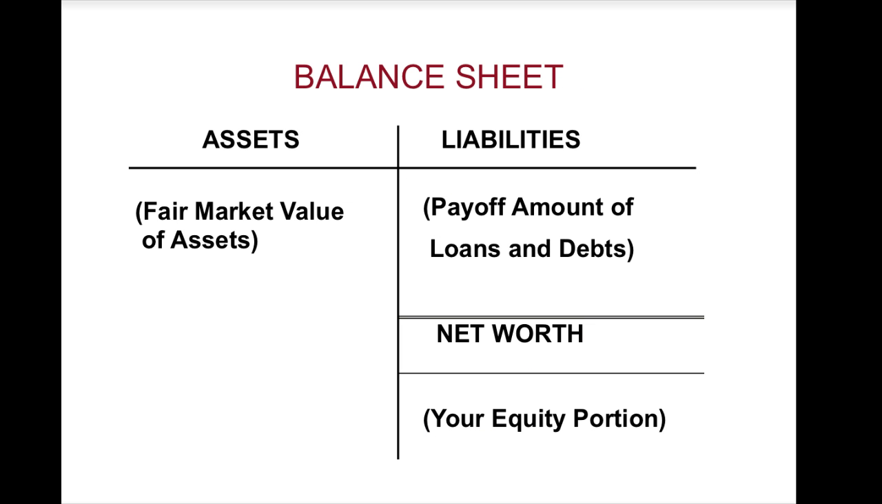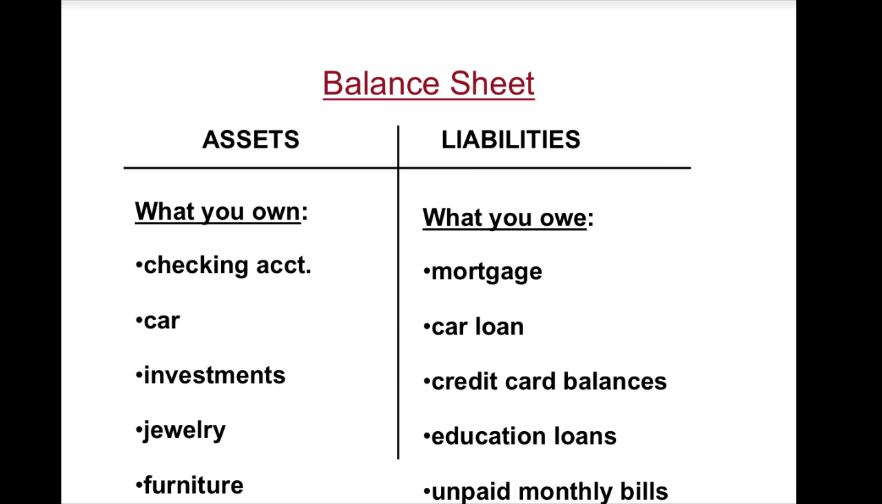Here's another depiction of a balance sheet. You can put the assets and just list those at the fair market value on the left side, and then on the right side you can list all your liabilities. That is, the liabilities is the payoff amount, what you owe, what the balance is that you owe on any debt that you may have, and it comes up with your net worth, and that defines your position financially.